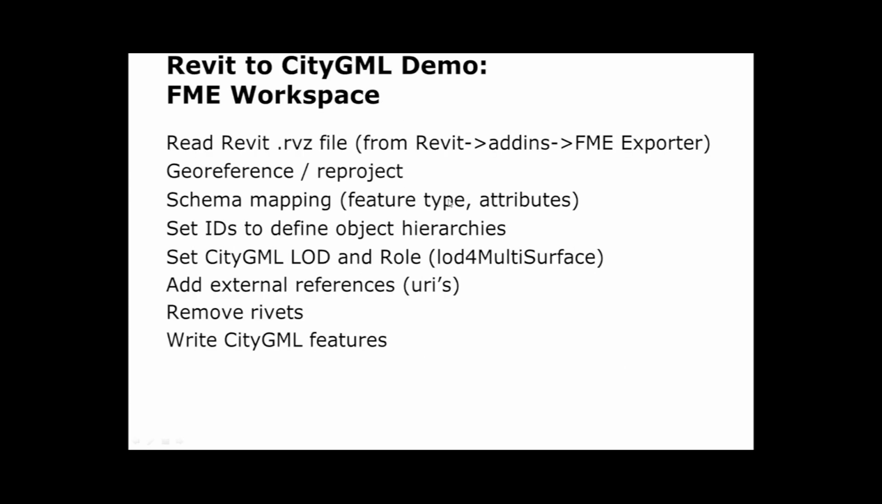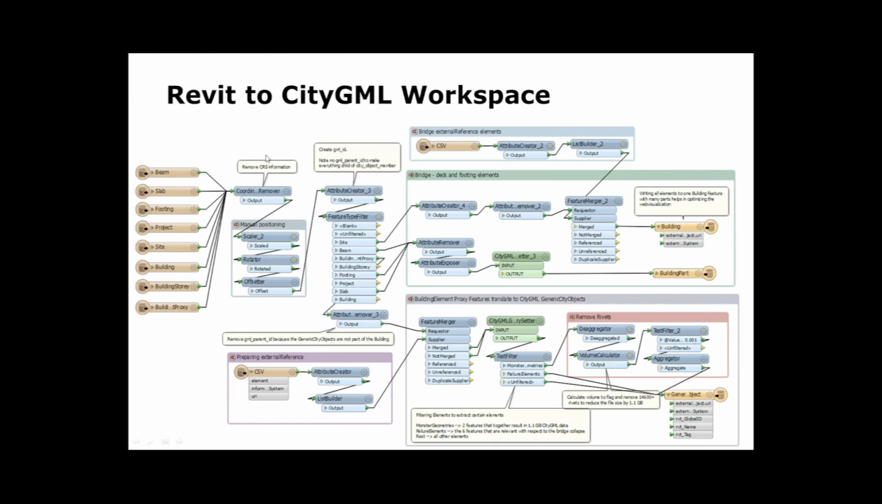So this is the basic workflow of the workspace. We're reading the RVZ file, selecting the themes of interest, because clearly it's not all themes that we want, and then georeferencing that, doing schema mapping, so mapping the feature types and attributes that are desired, setting the appropriate IDs, and then the CityGML attributes, and then embedding the URIs. So that's key to all the downstream analysis that Alex does, being able to embed those URIs. And I'll show you in a second, removing the rivets was a key process because that reduced the file size by about 85%.